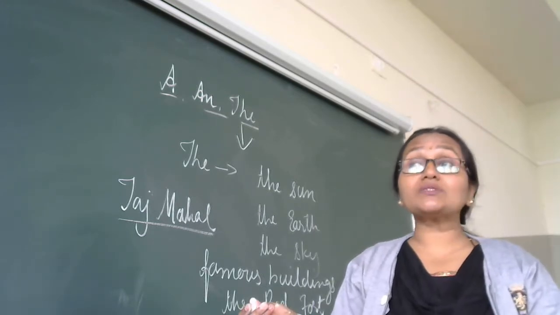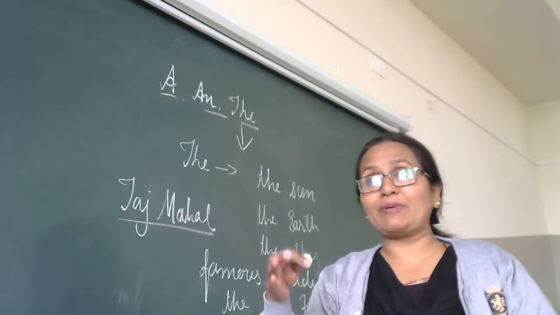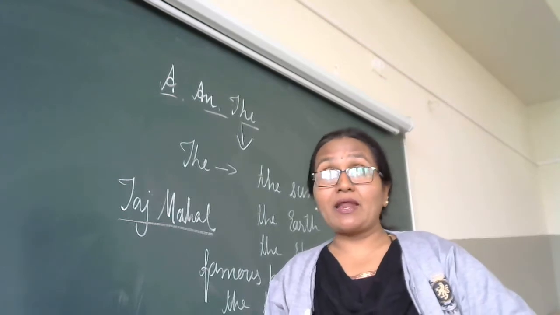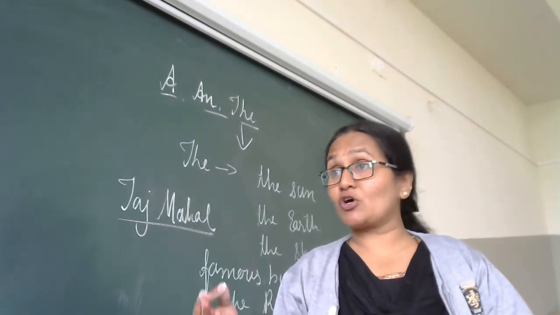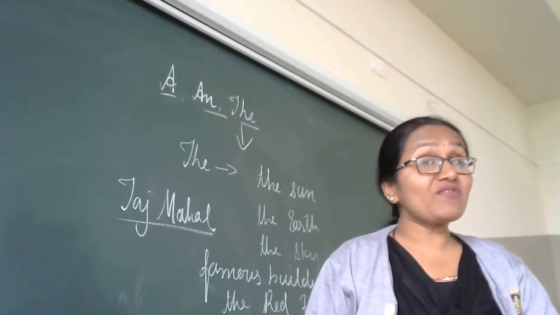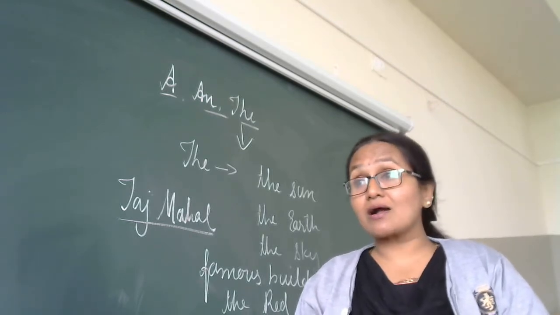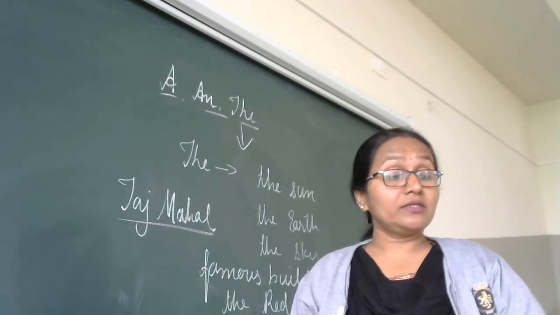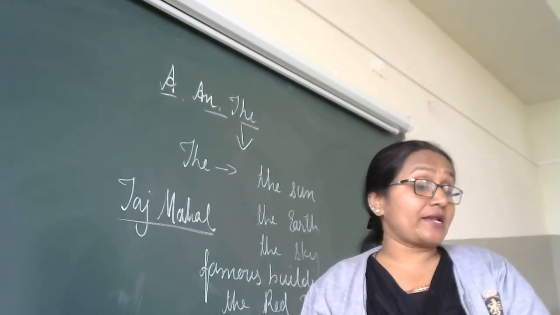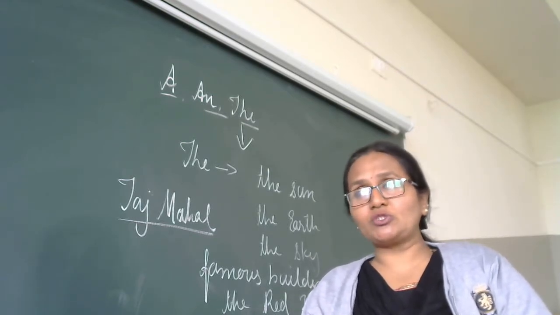And we use the before the names of famous buildings like the Taj Mahal, the Red Fort, the Qutub Minar, the Madurai Meenakshi Temple, because they are famous buildings, one of their kind. Then we use the before the names of mountains and rivers, the Ganga, the Tungabhadra, the Mount Everest, which are one of their kind. And we use the because of holy books also.